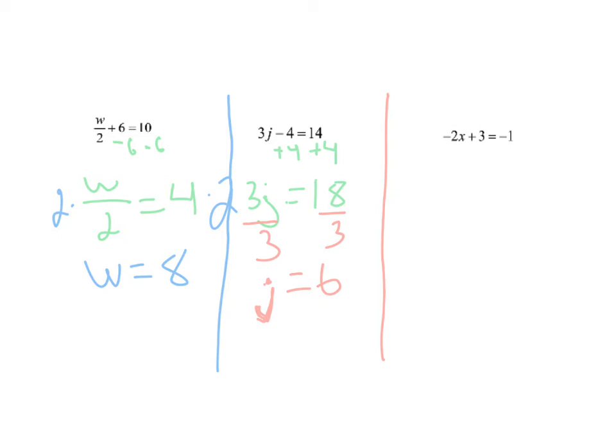If we plug them back in, like from the first one, we plug it up here. 8 divided by 2 is 4, right? 4 plus 6 is 10. 10 equals 10. That works out. That checks. Plug 6 in here for j. 3 times 6 is 18. 18 minus 4 is 14. That one checks out.